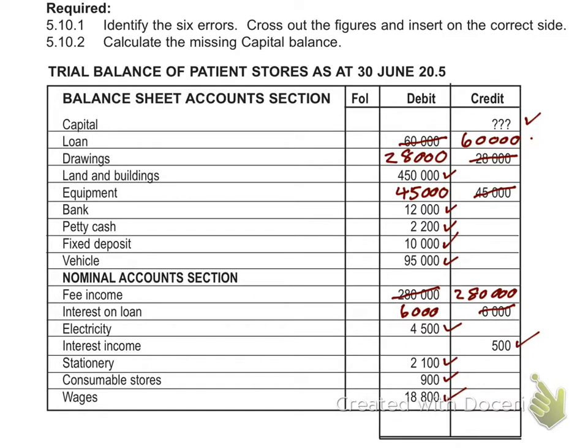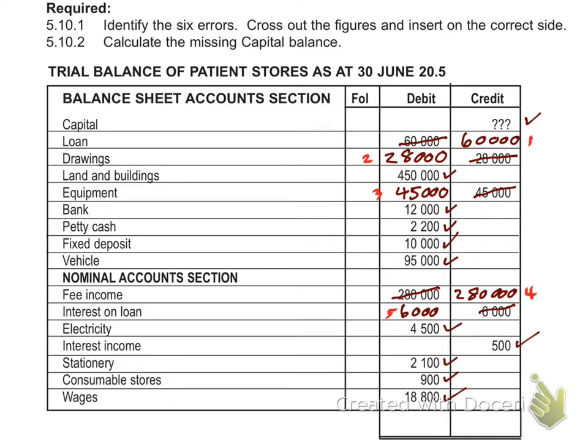Let me use a different pen. We've got 1 there. We've got 2 there. We've got 3 there. We've got 4, we've got 5. Right. Is there anything else? Is there anything that I left out? We've got 1, 2, 3, 4, 5. Which other error is there? Wages is okay. Can you see? So those are the errors I could find. And the 6th one, I think, is that the amount on capital is missing.